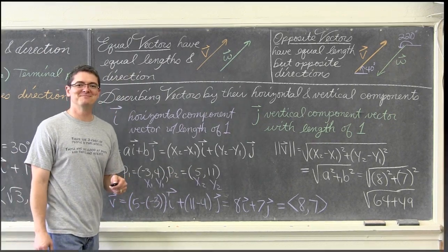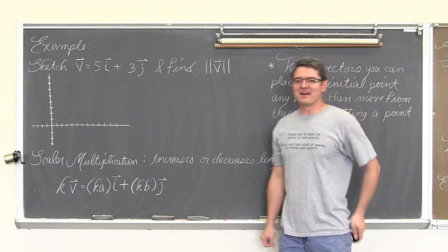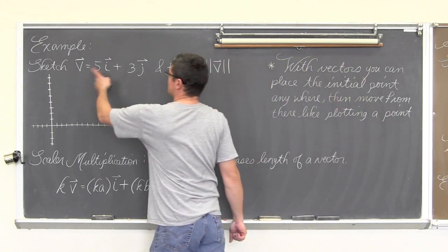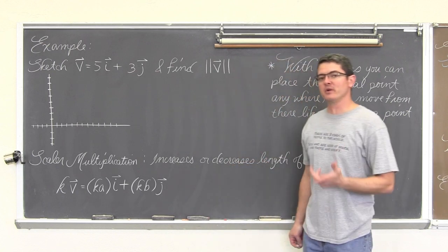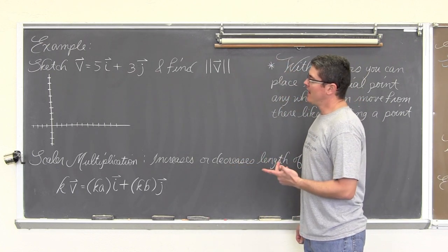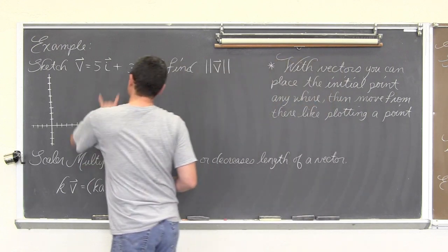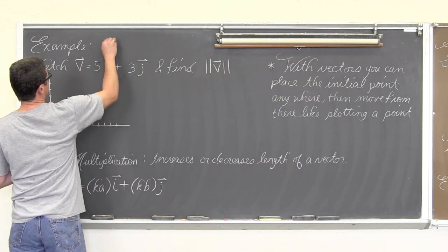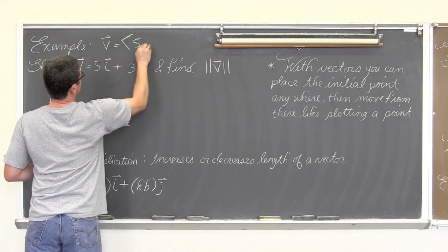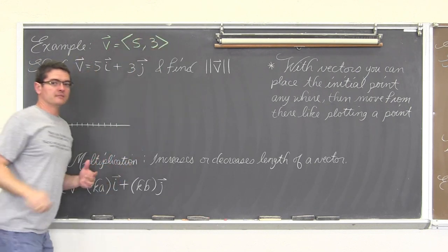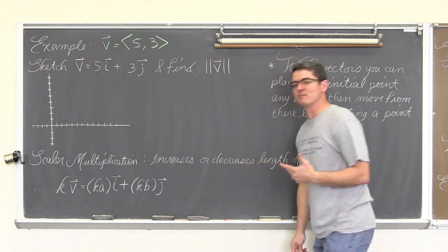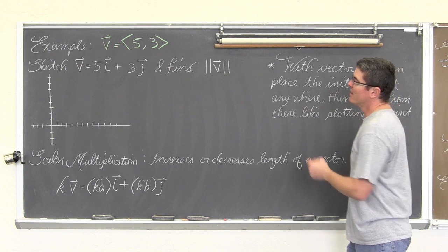Let's do some more. Alrighty then, let's do a quick sketch and find some magnitude. Vector V is equal to 5i plus 3j. We're going to sketch it and find its magnitude. Now again, if your book is using this notation, you might see that vector V is displayed as <5, 3>. I like this much better for notation, but I've got to stick with the notation my book is using so I don't confuse my kids.